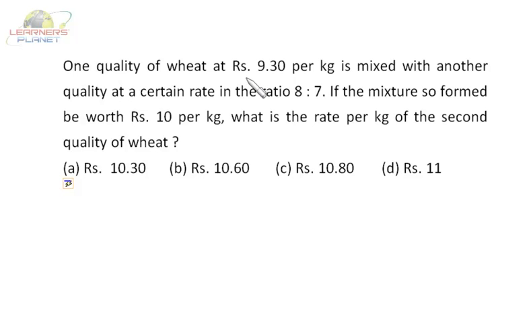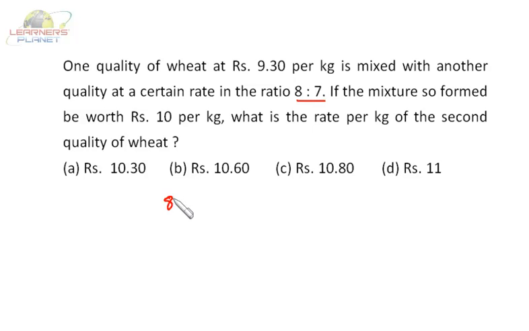One quality of wheat at rupees 9.3 per kilogram is mixed with another quality at a certain rate in the ratio 8:7. If the mixture so formed is worth rupees 10 per kilo, what is the rate per kilogram of the second quality of wheat? Now friends, various methods can be used to solve this problem. Suppose the price of the other type is X rupees per kilo.